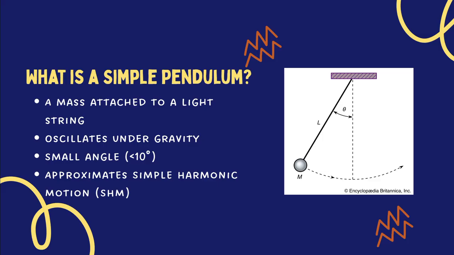If the angle of displacement is small, usually less than 10 degrees, the motion closely follows simple harmonic motion, or SHM. Simple harmonic motion is a type of periodic motion where the restoring force always acts toward the equilibrium position and is proportional to the displacement. Because of this property, the simple pendulum is widely used in physics to study oscillatory motion and to determine the acceleration due to gravity experimentally.